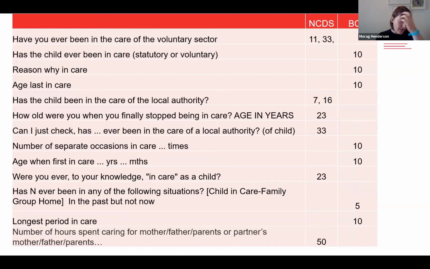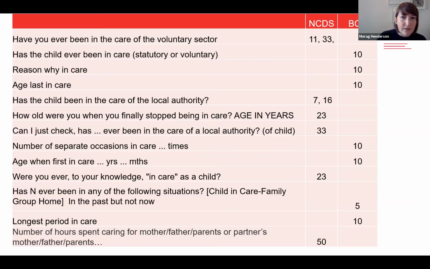So I've just put the similar age cohorts next to each other. So the types of information, again, not exhaustive, and I can show you how to harvest this yourself. The first was whether or not they've been in care by age 11 or age 33. BCS has the child, so the parent is being asked, has the child by age 10 ever been in care? And if so, why? And what age were they last in care? So we're starting to get close to reasons, duration, or timing, maybe not duration in fairness, but timing.